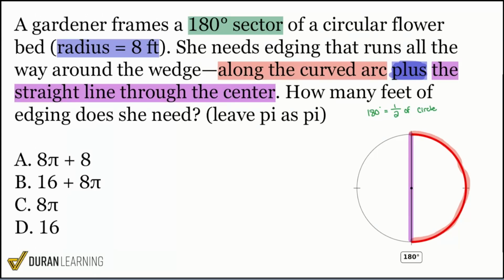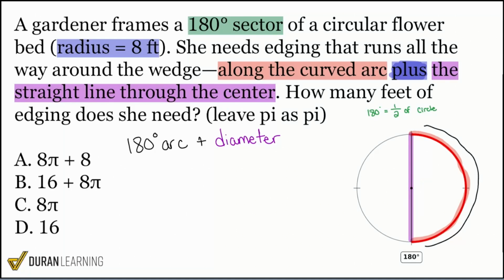That's diameter. So everybody, isn't it true then that what we are looking for is first this part here, which is the 180-degree arc, and we're adding on top of that the diameter, because that's the straight line through the center. Is that what we are representing here? Again, the distance around the edge of this wedge, which is the distance along the curve right there, and then plus the straight line through the center.